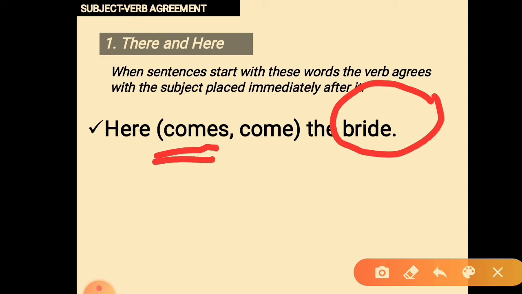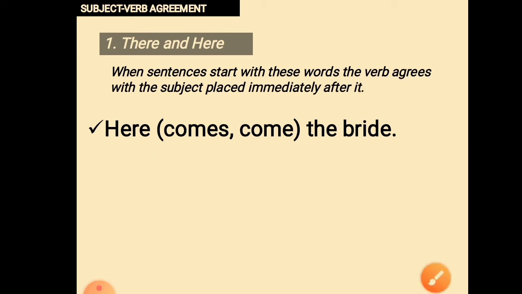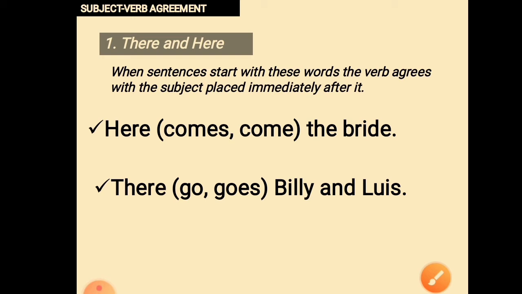So comes, di ba, may s ang singular. Walang s ang subject, tama? So dapat ang verb may s. That's it. Next is, there goes Billy and Louis.